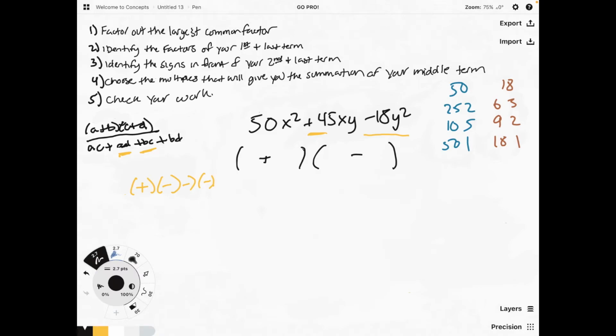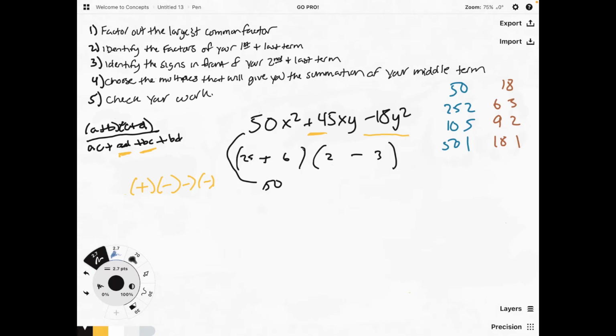So now we go through the factors to see if we can get a summation. We have 25, we have 2, and let's do 6 and 3. So 25 and 2 is going to give us 50, which is going to hit that number. 6 times 3 is going to give us 18, which is going to hit that number, which is great. Now we have 25 times 3, which is going to be 75, and then we have 6 times 2, which is going to be 12, and 75 plus or minus 12 is not going to give us 45.